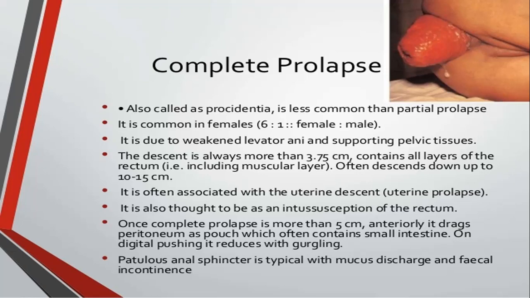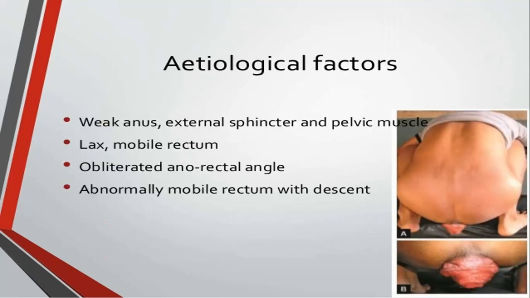So the patulous anal sphincter is typically associated with mucus discharge and fecal incontinence. This is a clinical feature: mucus discharge, fecal incontinence. Patients always complain of that. And so what are the etiological factors? Weak anal external sphincter and pelvic muscles. These are the reasons which can cause the complete prolapse.